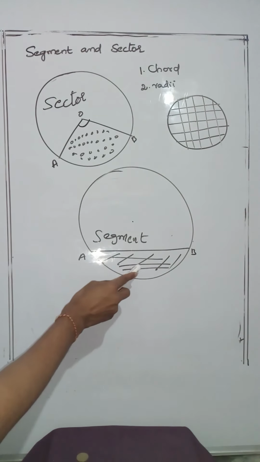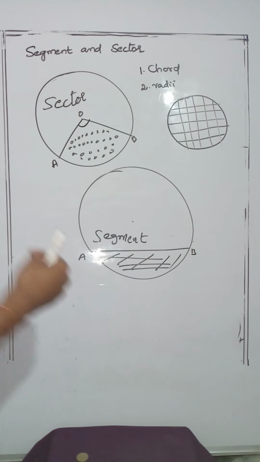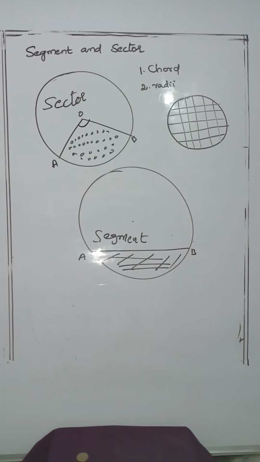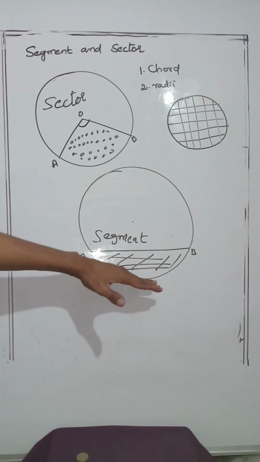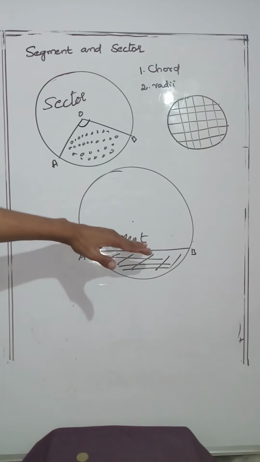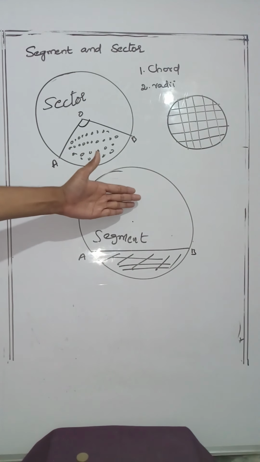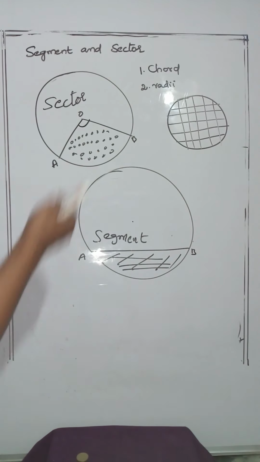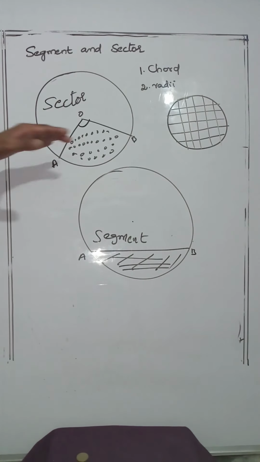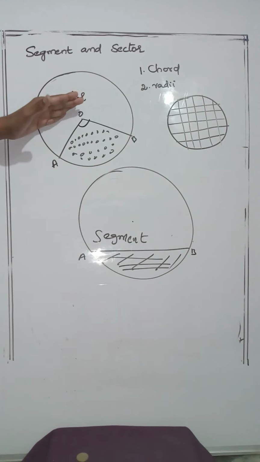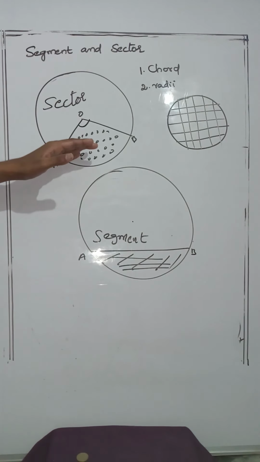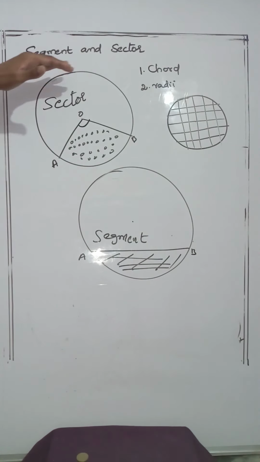If the area of a segment is small, that is less than half, then it is called a minor segment. The remaining part is called a major segment. This part is less than half, so it is called a minor segment, and this is greater than half, so this part is called a major segment. Similarly, here also it happens. If the area formed by the sector is less than half, then it is called a minor sector, and the part which is formed greater than half is called a major sector.